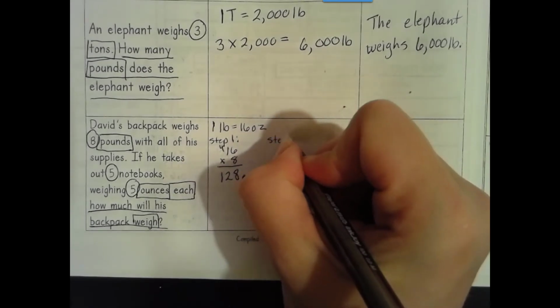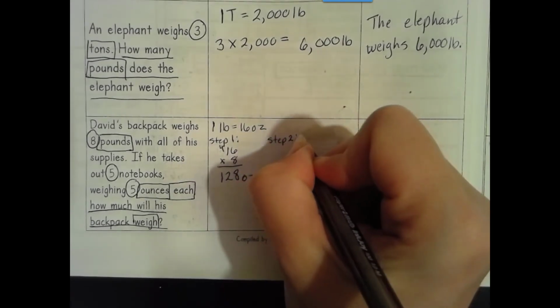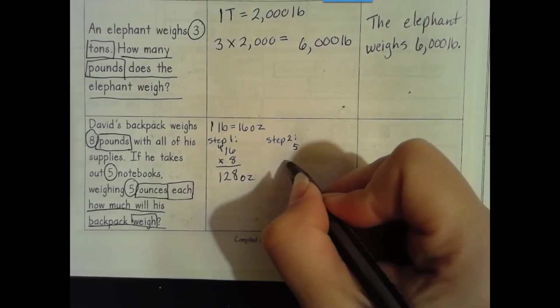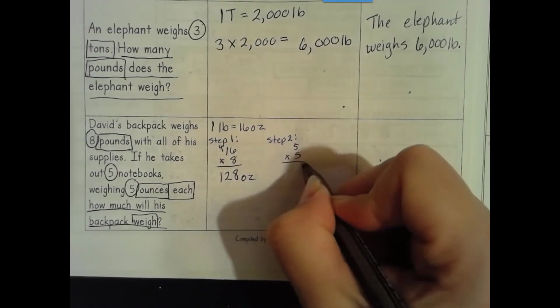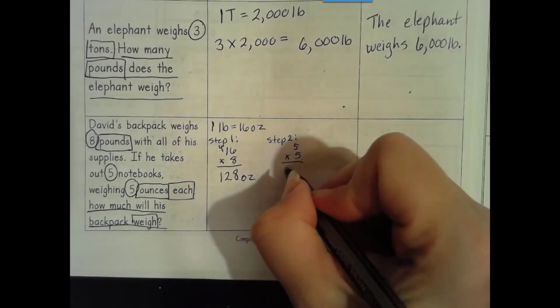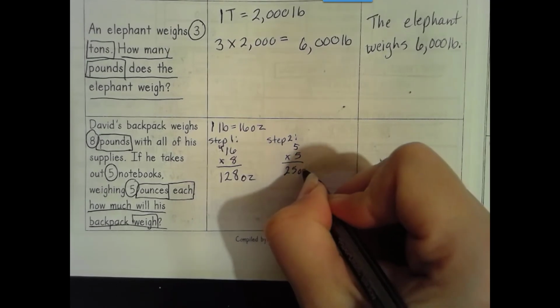Step 2, I need to figure out what all 5 notebooks weigh. Well, they all weigh the same. They all weigh 5, and there are 5 of them. So we're joining together equal amounts. We can multiply. 5 times 5 is 25 ounces.